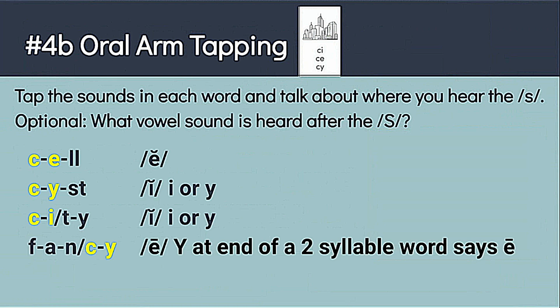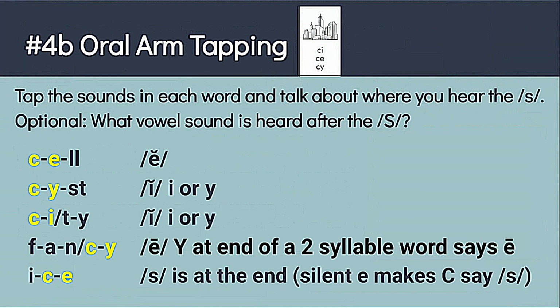In the word fancy, we hear S followed by E at the end of the second syllable. So we know that when we hear E at the end of a two-syllable word, that is a Y making that E sound. And in the word ice, we hear S at the end of the word, but we don't hear a vowel sound. So we know that that is a silent E at the end.